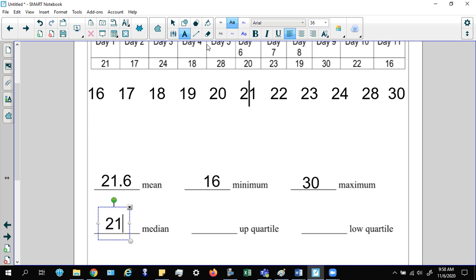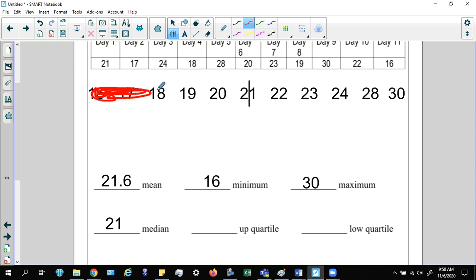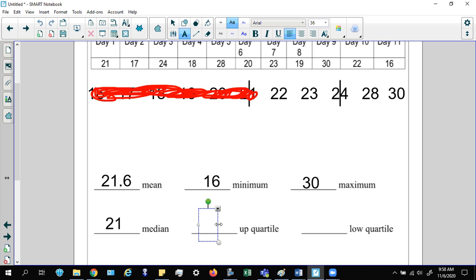The upper quartile. Now remember, the upper quartile is basically the middle number of the upper half of the data set. So when you're dealing with the upper quartile, you pay no attention to the lower half. You're only dealing with these numbers here. So the middle number looks like it falls right on 24. So the upper quartile would be 24.